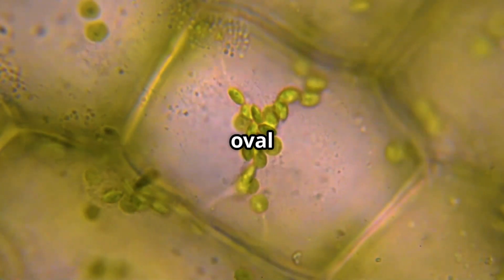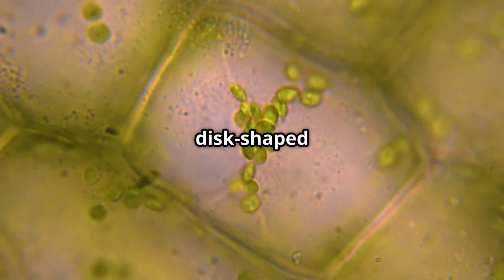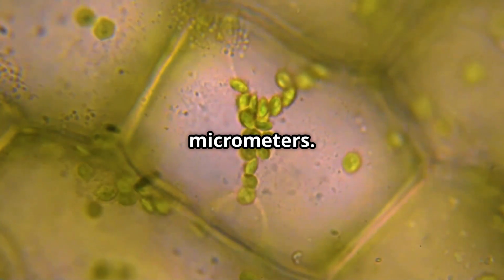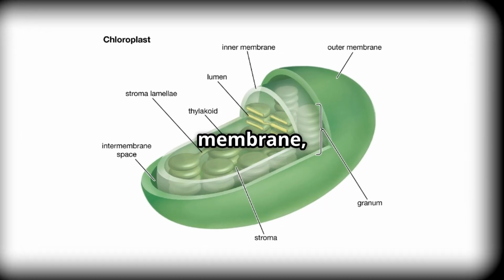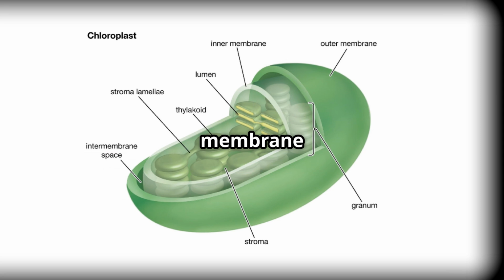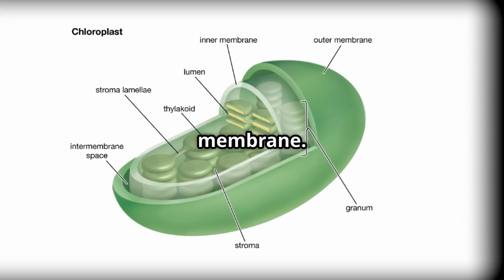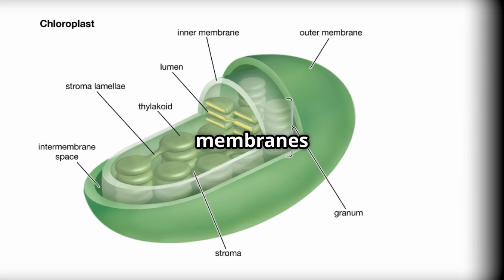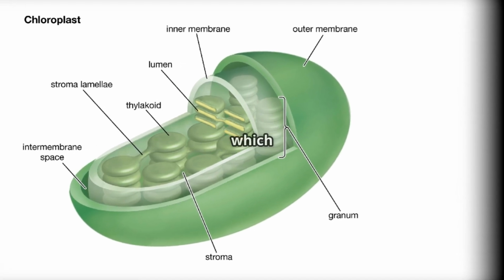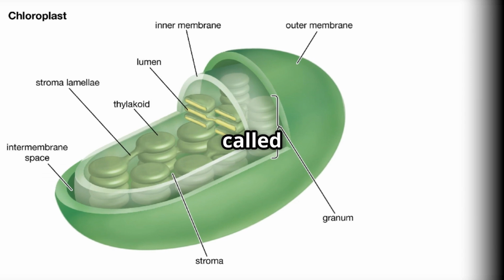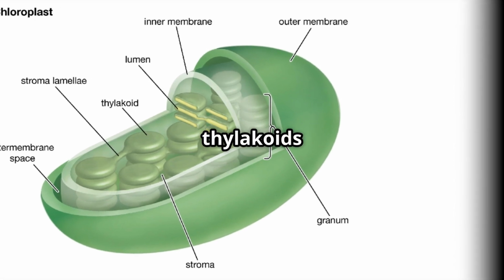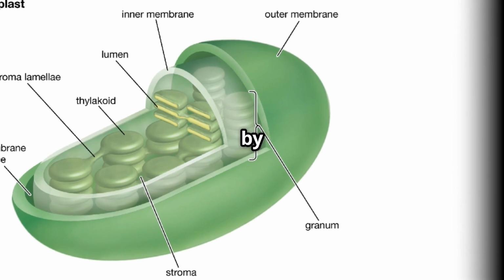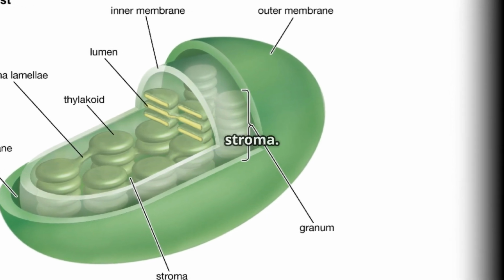Chloroplasts are typically oval or disc-shaped organelles that range in size from 2 to 10 micrometers. They are surrounded by a double membrane, consisting of an outer membrane and an inner membrane. Within the chloroplast is a complex system of membranes called the thylakoid system, which consists of flattened sacs called thylakoids. These thylakoids are arranged in stacks called grana and are surrounded by a fluid-filled region called the stroma.